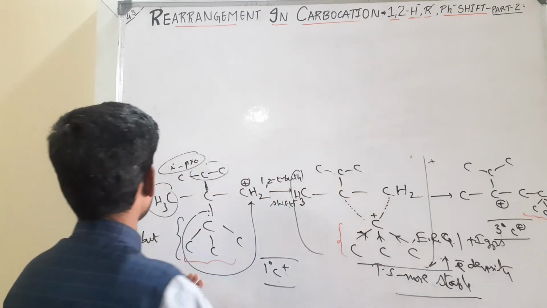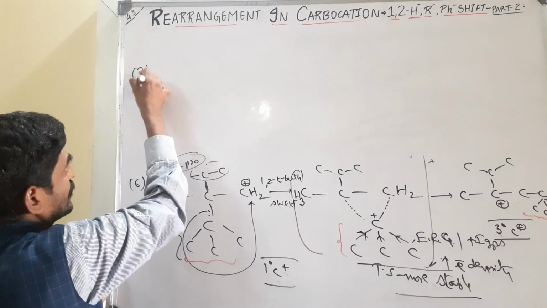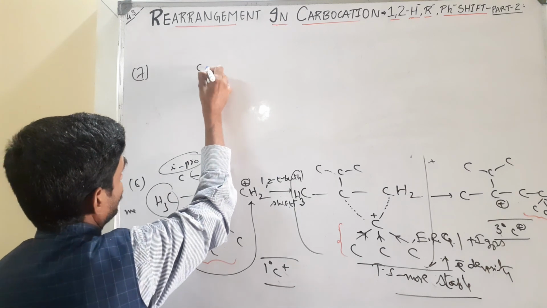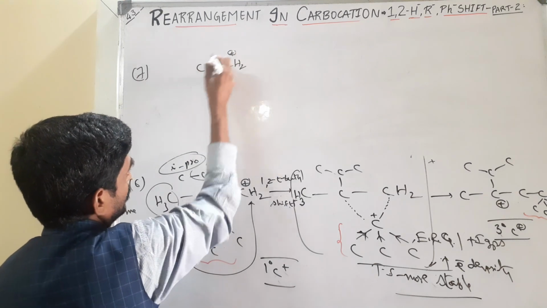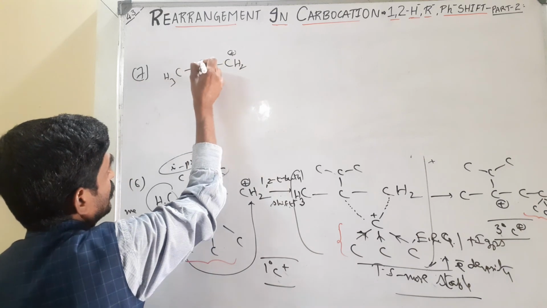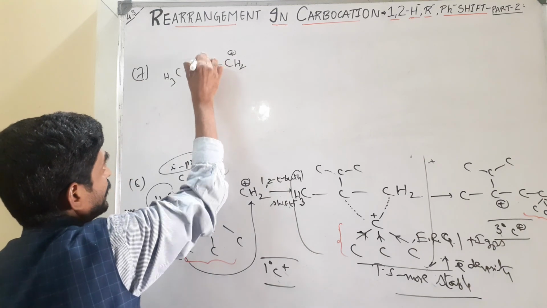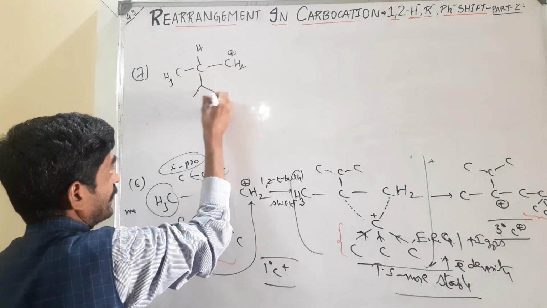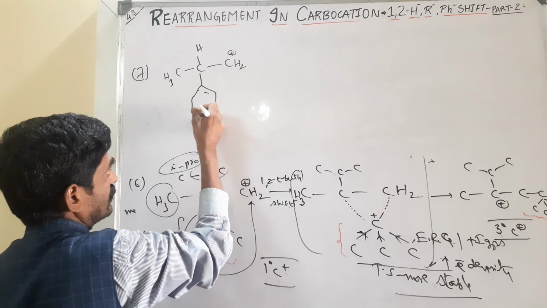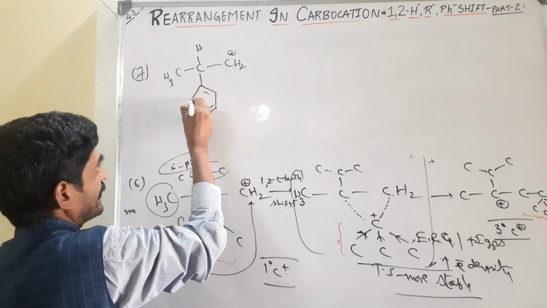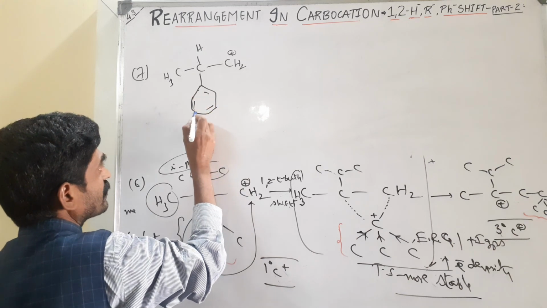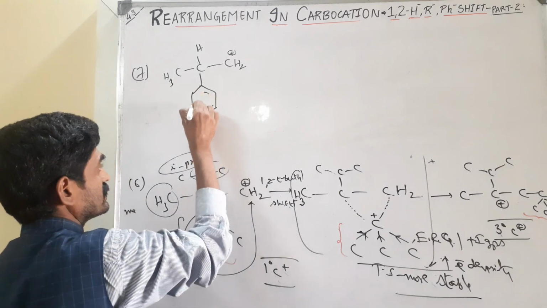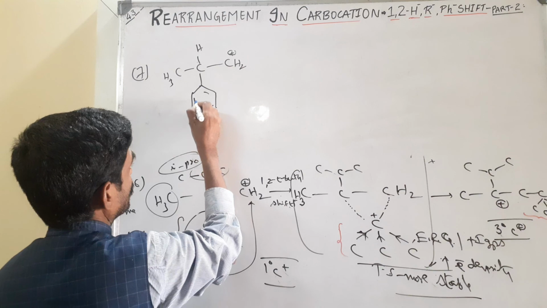Now let's do one more example. This is an all-time favorite example. See here, carbon with a positive charge, and here a methyl group is there, here a hydrogen atom is there, and here a phenyl group is there. So three groups are there. Shifting of which one takes place? Shifting of which one is happening? Now we'll do it.